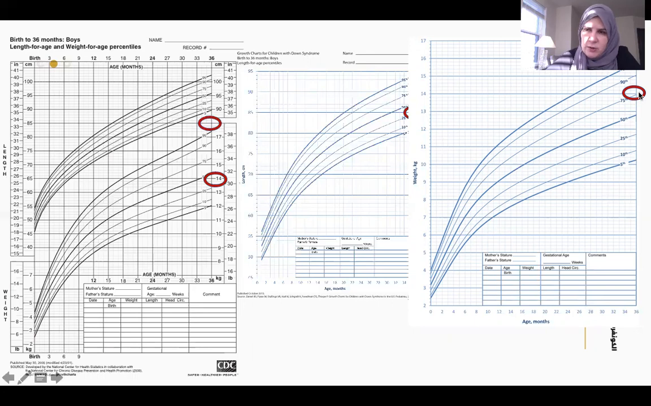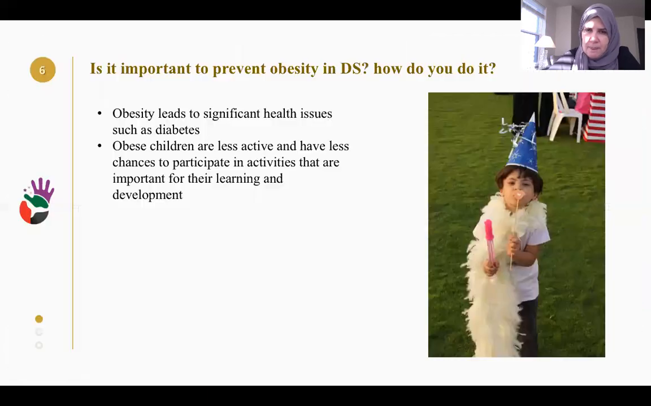What I do here usually is go back to the previous charts and check how this child was growing. If I find that he was somewhere around here and then he started to go up here and then up here and then up here, then I know this child has a tendency to continue to gain weight. And I become very worried, and that's when we intervene to decrease or to slow down the weight gain.